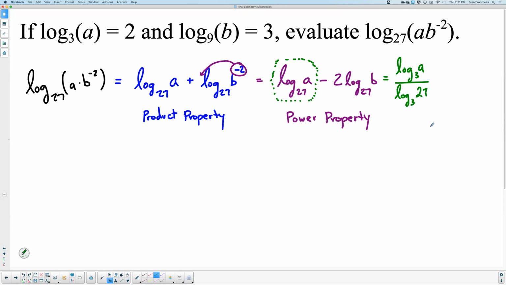27 minus. Now let's talk about this one. We're going to do a different change of base. On the B, what do I want the base to be? 9. So log base 9 of B divided by log base 9 of 27. That is change of base.